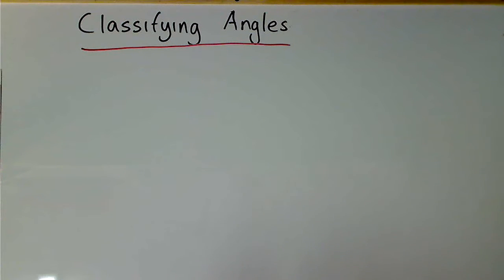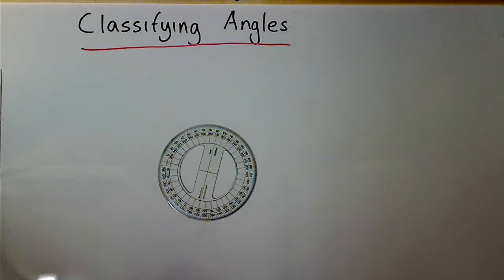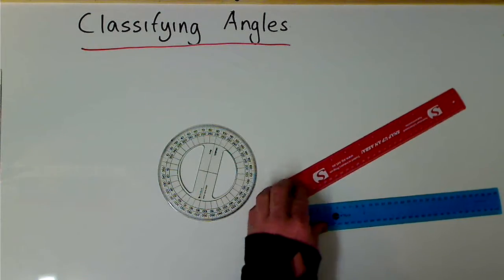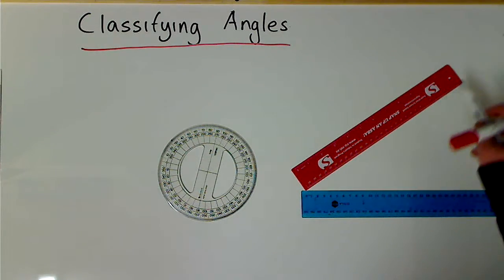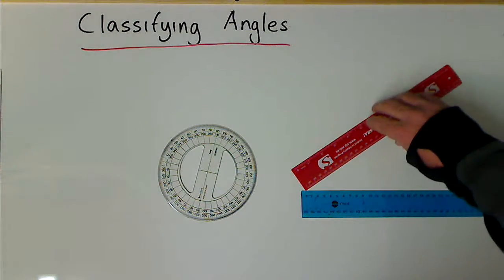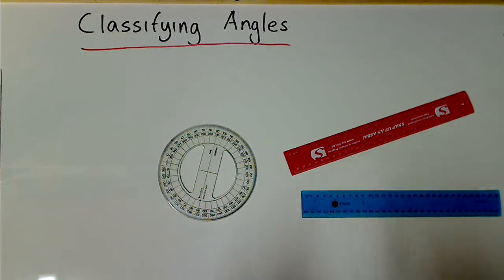Today we're classifying angles. What is an angle? Well, an angle is pretty much the point where two straight lines meet. So this is an angle because you've got a straight line and a straight line and they're meeting. And by saying classifying, does that mean there are different types of angles? Yep, there are different types of angles.